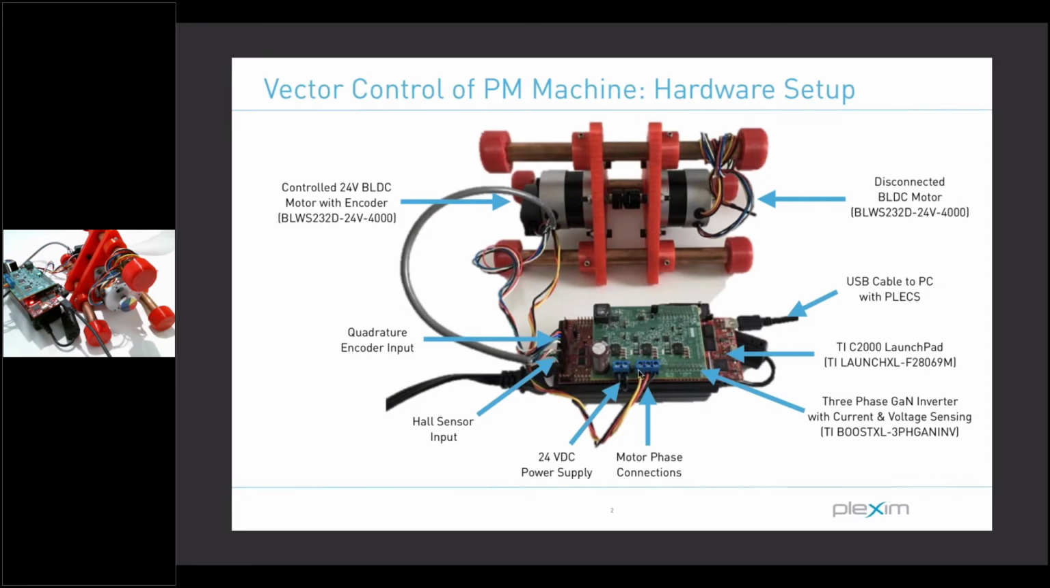So the motor that we're controlling today is a 24-volt brushless DC motor with integrated Hall sensors, as well as a quadrature encoder, or QEP. And we'll use both the Hall sensor and the QEP in our closed loop control example.